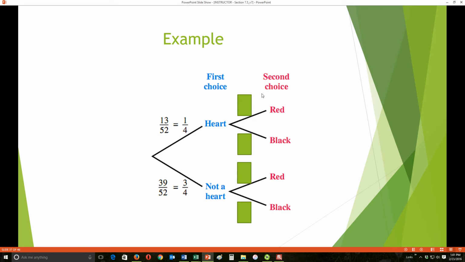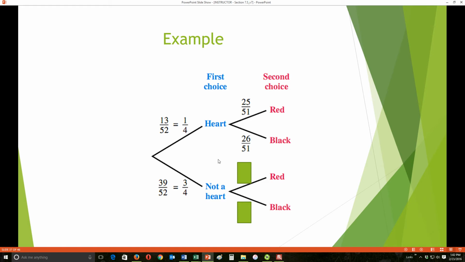Our second choice, a red card or a black card. Well, I already knew I drew 1 red card from the heart, so I don't have, again, we're dealing with red, not just hearts, so there was 26 red cards originally. Now I only have 25 left and 51 to choose from. Second one is a black card. Well, if I drew a heart to begin with, there's still 26 black cards in there and 51 left. Notice again that these add up to 1.